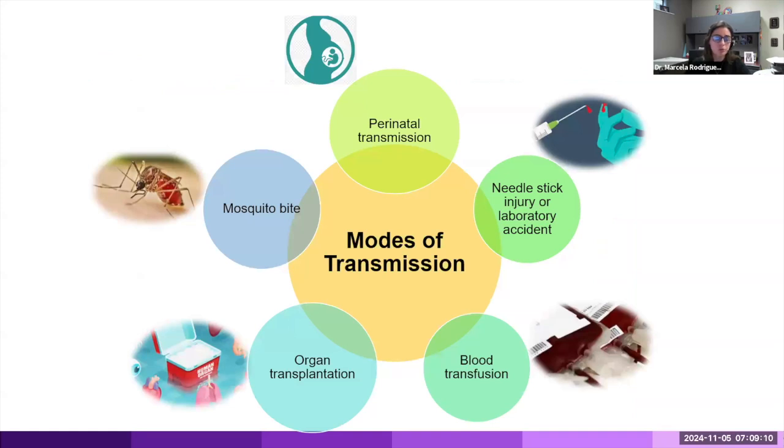So these are the different modes of transmission. Mainly we have transmission through mosquitoes, but there are some other ones that we need to recognize, such as perinatal transmission, needle stick injury or lab accidents, blood transfusions, and organ transplantation.